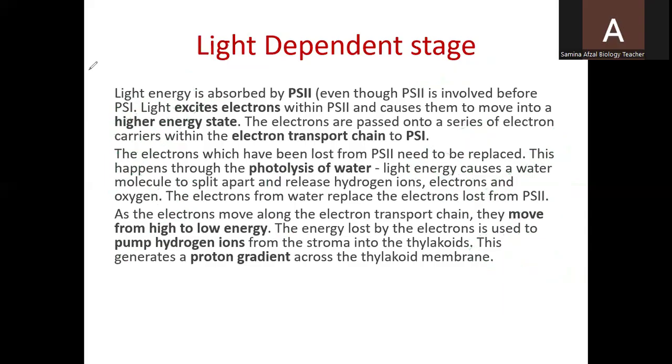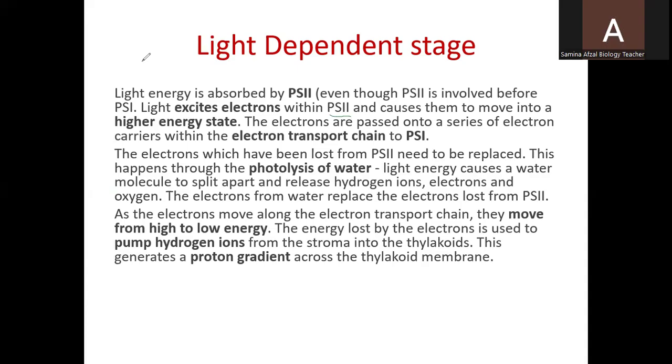During this light dependent stage, as light energy is compulsory, light energy is absorbed by photosystem 2. Two types of photosystems are there in plants, photosystem 2 and photosystem 1. The light excites electrons within photosystem 2 and causes them to move into a higher energy state. So from lower energy they will move towards the higher energy state.